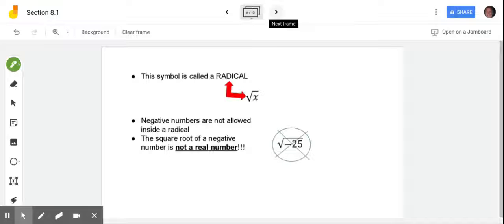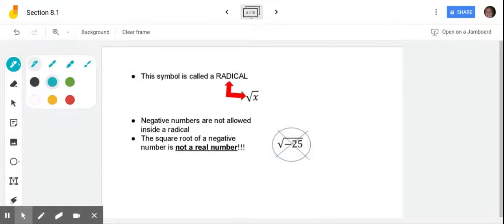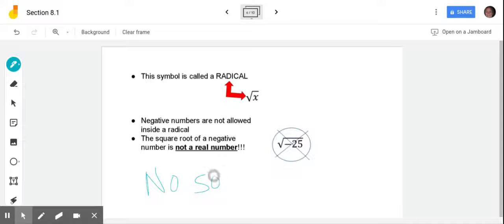This symbol that you know as a radical or as a square root is also called a radical. Okay? Negative numbers are not allowed inside there. If you are asked to find the square root or to simplify something of a negative number, your answer is no solution or no real number. Because there actually are imaginary numbers for that, but we don't get into that in this course. So there's no real solution for that.